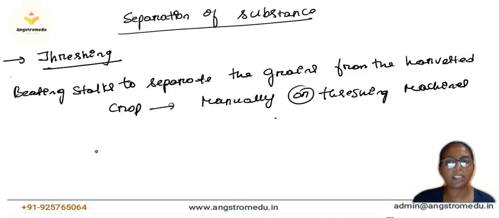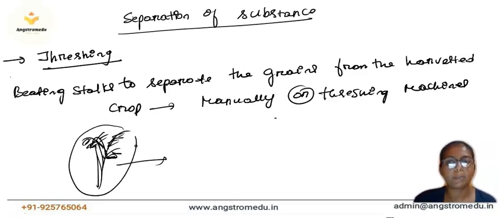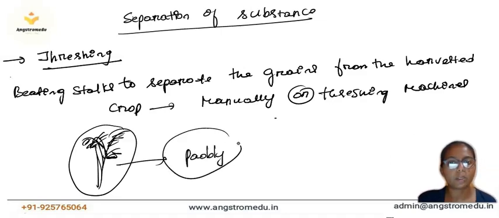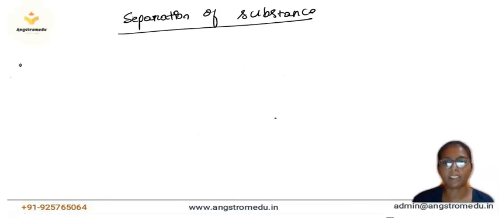For example, if we consider these paddy plants, they consist of paddy in them. After beating this paddy plant, we get paddy. So to separate the paddy from the paddy plant, we have to use the process known as threshing.